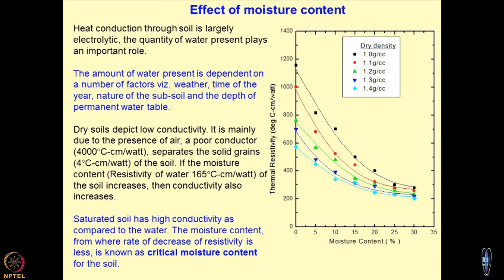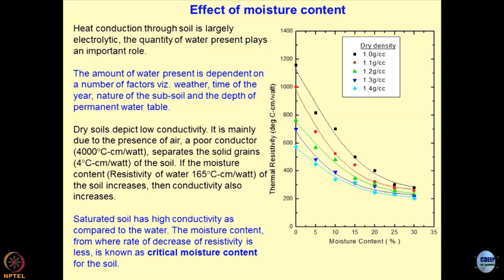So effect of moisture content is like this, as I was talking about earlier: when thermal resistivity is plotted with respect to moisture, the trend is that as the moisture content increases, thermal resistivity decreases. Look at the effect of density. Higher the density, the resistivity drops. So starting from low density to higher density, the trend is resistivity drops, and then ultimately it converges at a given point, which is around 200, 400 degree centigrade centimeter per watt, and this is approximately 165. So this comes out to be the resistivity of the water.